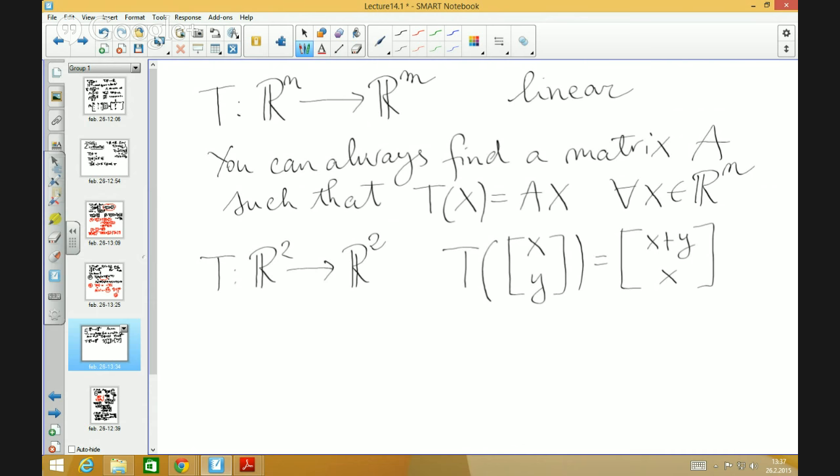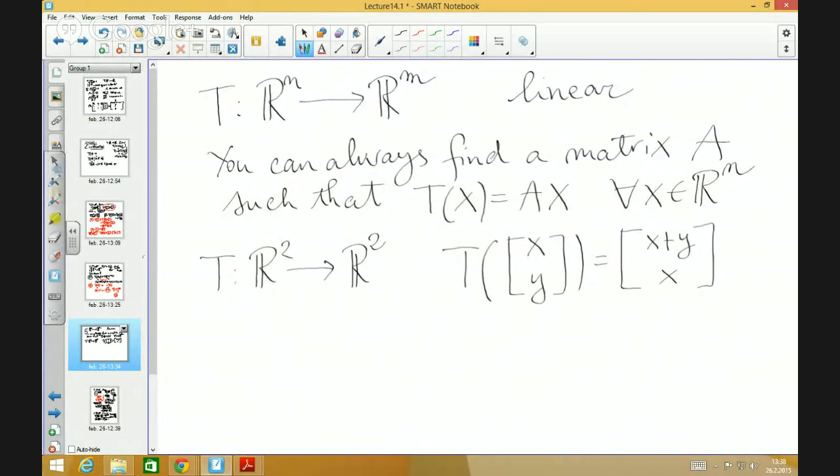Well, I told you before that the behavior of a linear function is completely determined by what it does on a small number of vectors. In this case, since this is a function from R2 to R2, all we need to know is what T does to two vectors. And you know what these vectors are? The two columns of the identity matrix of size 2.